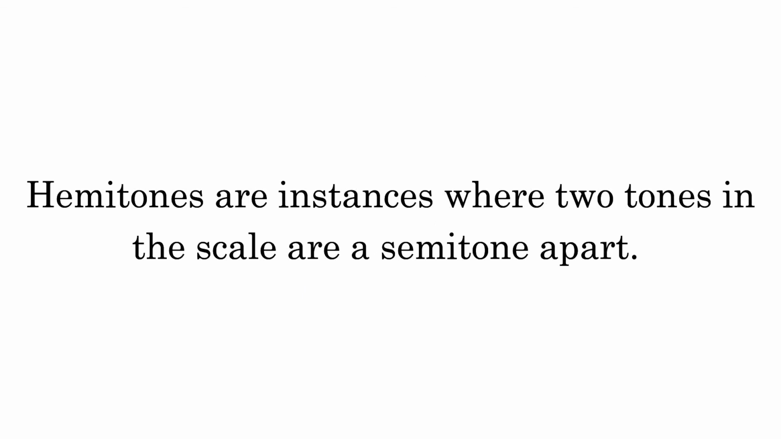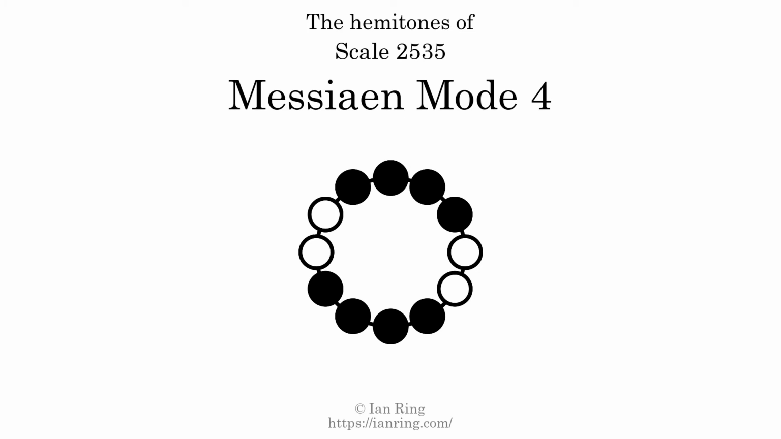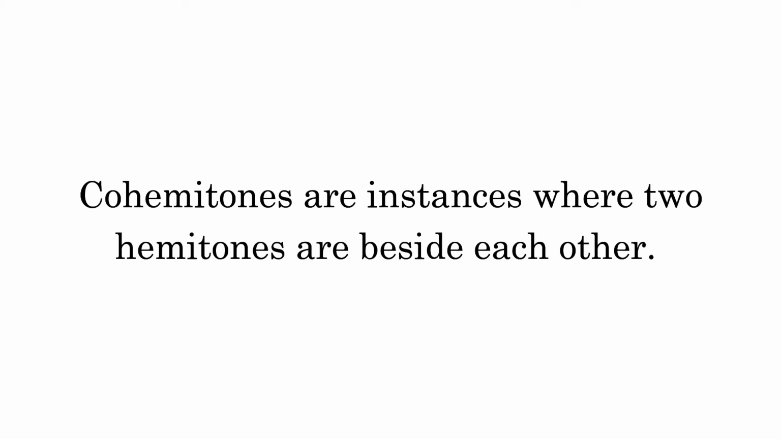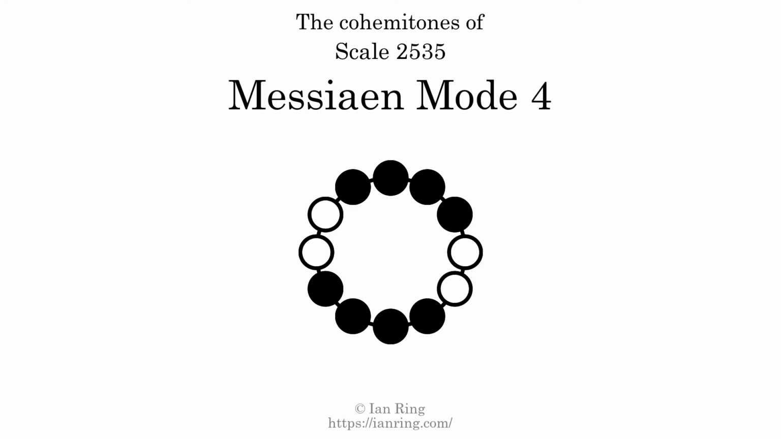Hemitones are instances where 2 tones in the scale are a semitone apart. This scale has 6 hemitones. They are at positions here, here, here, here, here, and here. Cohemitones are instances where 2 hemitones are beside each other. This scale has 4 cohemitones. They are at positions here, here, here, and here.